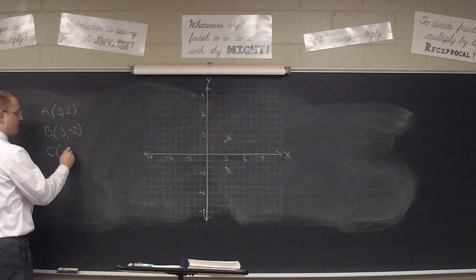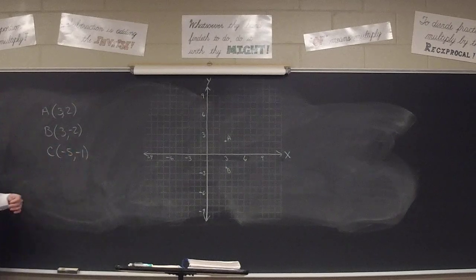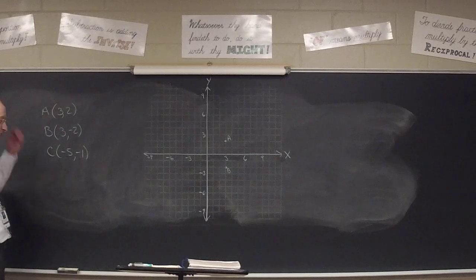Letter C, -5, -1. It's a very negative personality. Do we have anybody in here with a C? Cross. All right. Anyway, so -5, -1.